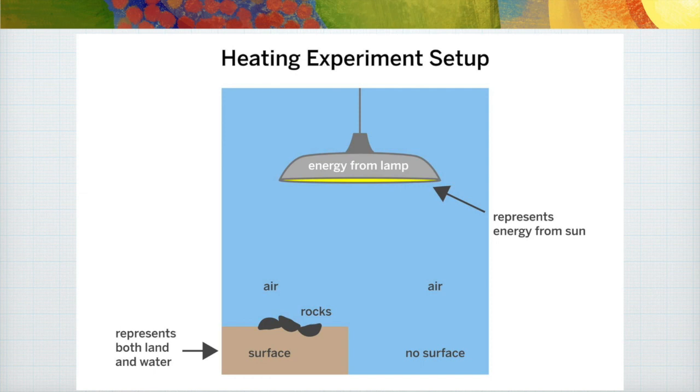Option one over here is that there is some air and rocks. So essentially, if there's the ground, what happens to the air right above it? And then on the other side, we have no surface. So it's just air. There's no interference from the ground. So we're going to see if the ground makes a difference in gathering energy or creating more heat, in other words.